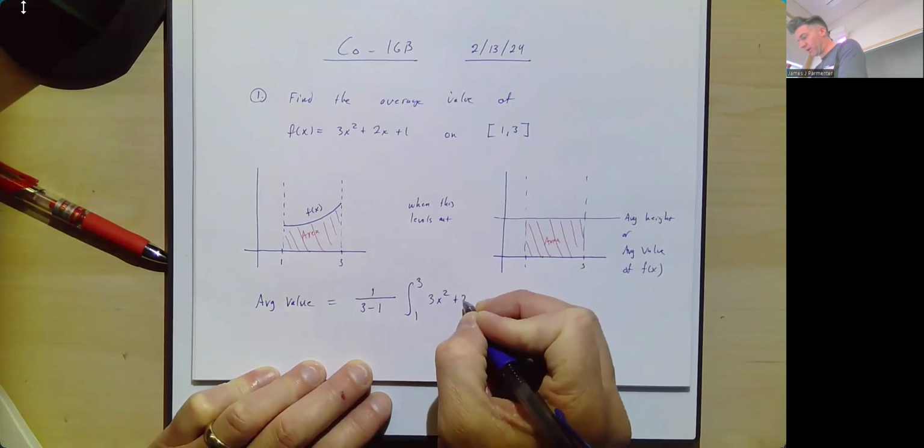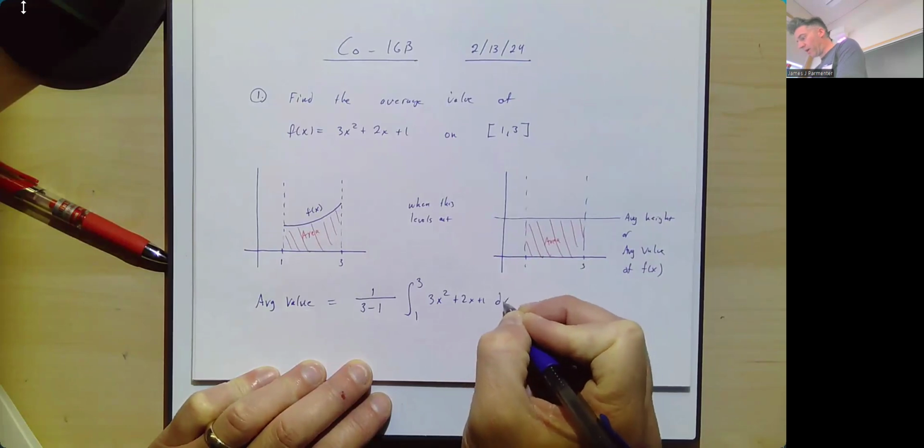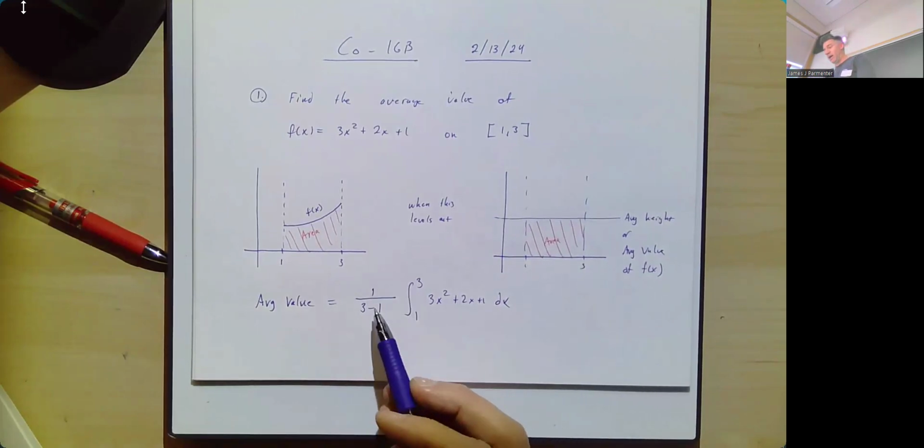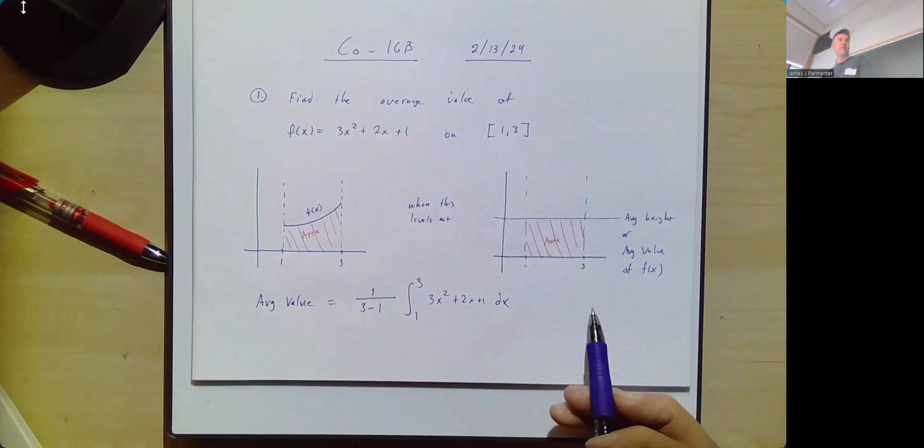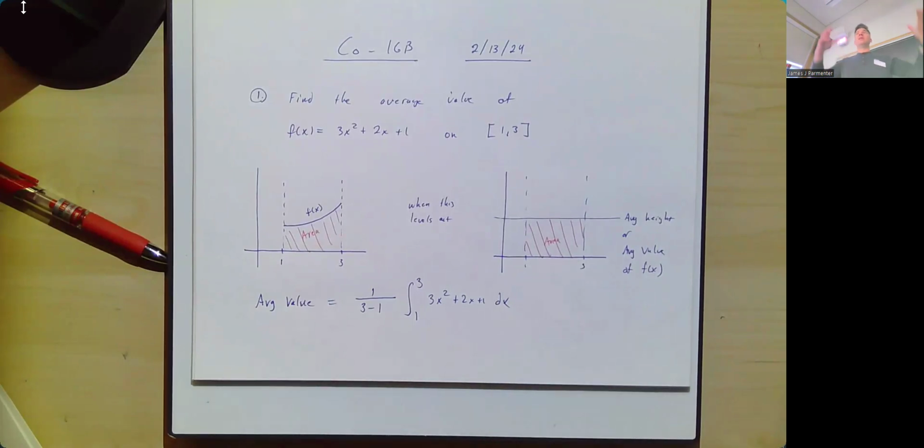3x squared plus 2x plus 1. You might write it as 1 over 3 minus 1 times the integral. You might write it as the integral divided by 3 minus 1. Either way, you're just taking the area and dividing by the length. Oh, and length times height equals area. So area divided by length should give you height, or the average height, the average value.